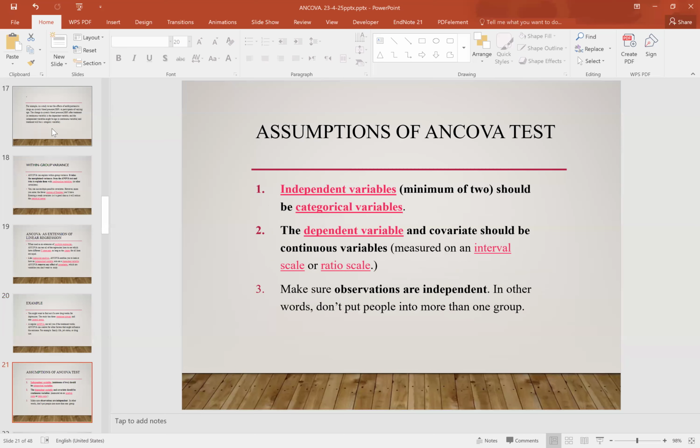Assumptions of ANCOVA test. The independent variable, minimum of two, should be a categorical variable. The dependent variable and covariate should be continuous variables measured on an interval scale or ratio scale. The third assumption is to make sure observations are independent. In other words, don't put people into more than one group.